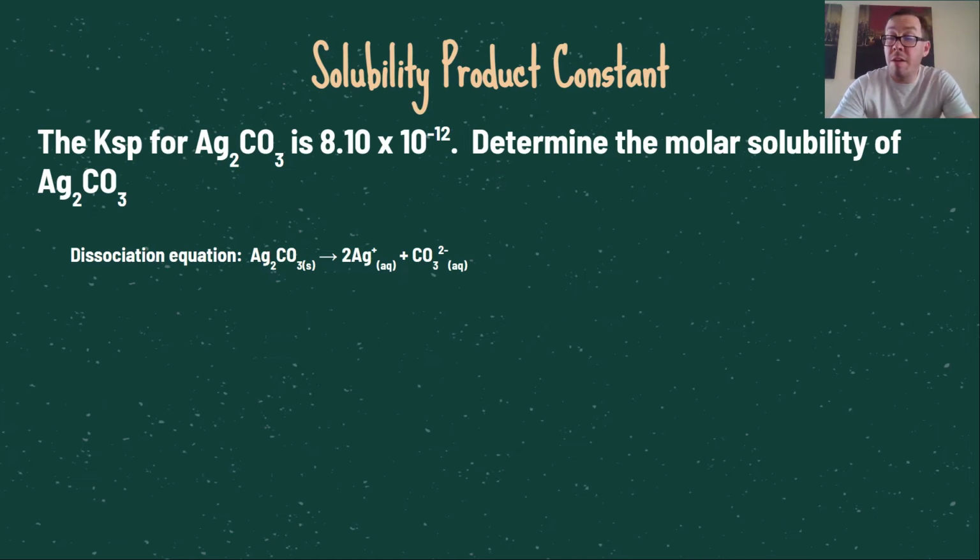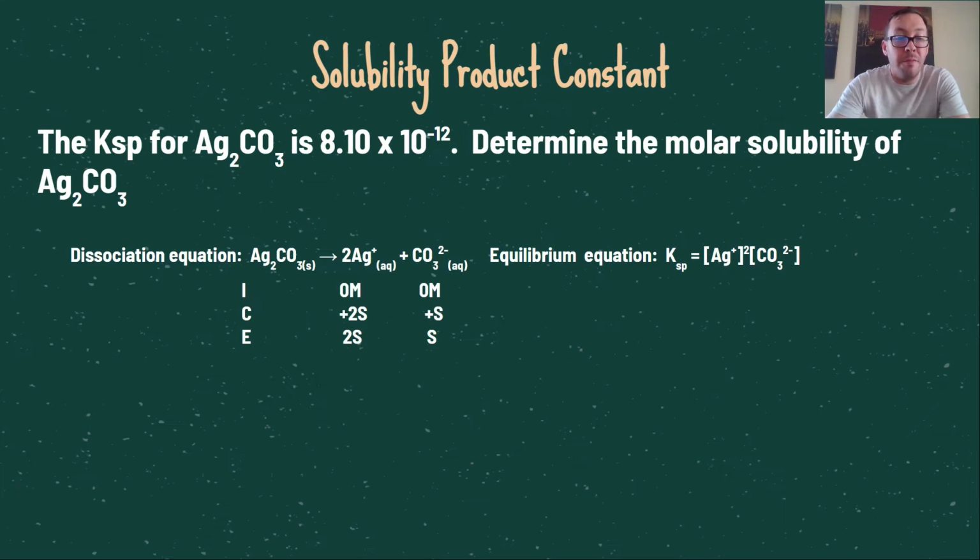As we complete this, we're going to make sure that we write out our RICE table. So this is our reaction. We also want to make sure that we write out our equilibrium expression correctly. So our KSP is equal to the concentration of silver ions squared times the concentration of our carbonate ions. Remember, that squared comes from the fact that Ag2CO3 dissociates into 2 silver ions. As we write our ICE table, we have no initial concentration of our aqueous ions of silver or our aqueous ions of carbonate. We don't really care that much about the concentration of our salt at the beginning because it is a solid, and remember that solids are not included in our equilibrium expressions.